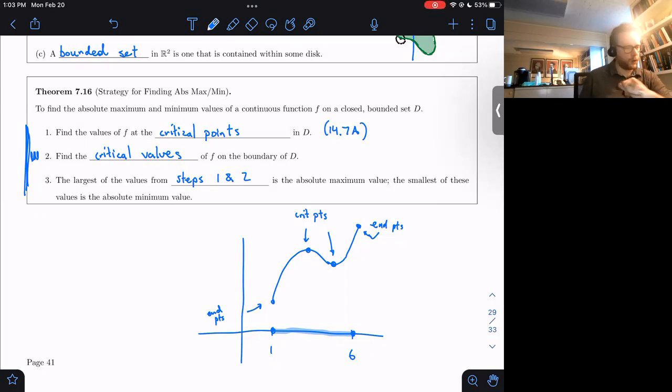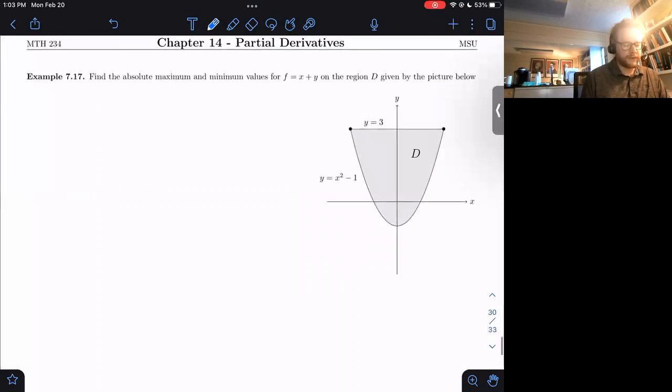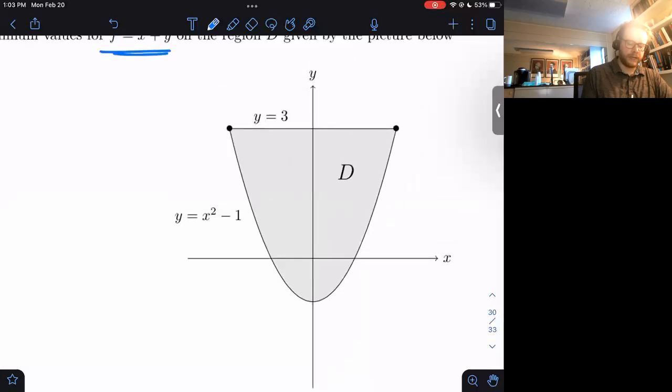Okay, well, with that, let's go ahead and try this out on a problem. So I would like to find the absolute maximum and minimum values for this relatively straightforward function starting off here on the region D given by the picture below. So this looks like the region inside of a parabola capped off by the line y equals 3. And the parabola is y equals x squared minus 1, which seems to be the lower boundary here.